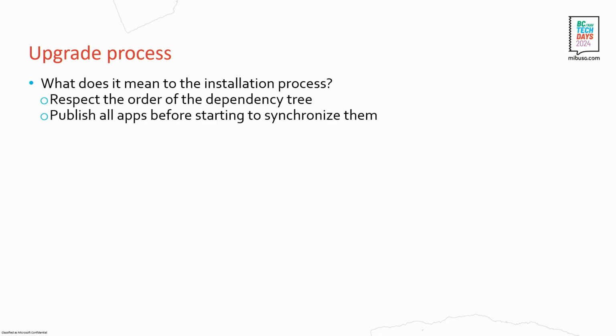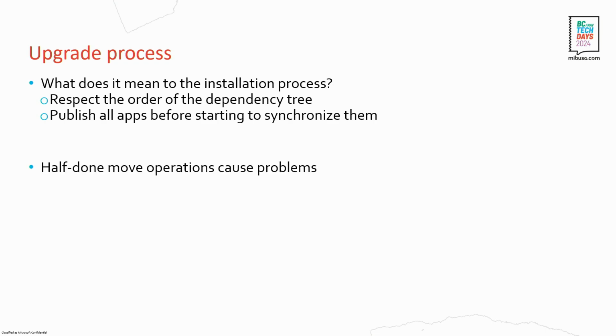But what does this mean actually for the upgrade process? So when you are going to use these ones, what are we going to do here? Well, first of all, we still need to respect the order of the dependencies when you do the publishing. The compiler still needs to find all of its references, so we need to follow this. But second, we also need to make sure that we publish all of the apps before we synchronize them, so they know about all of the fields that we're about to synchronize.